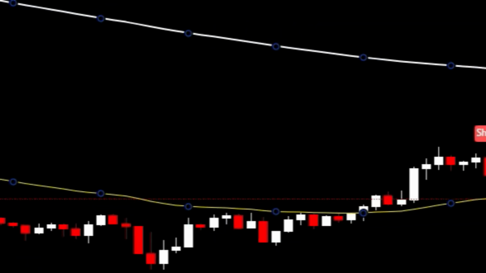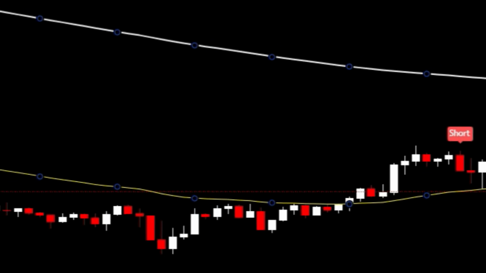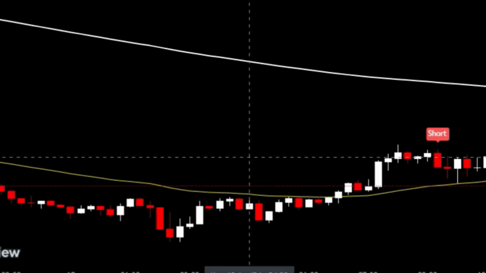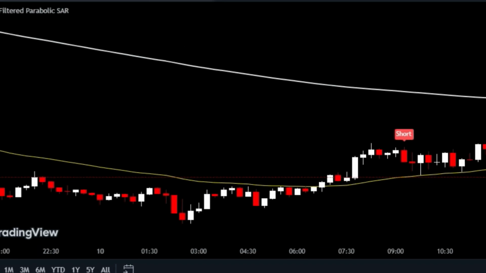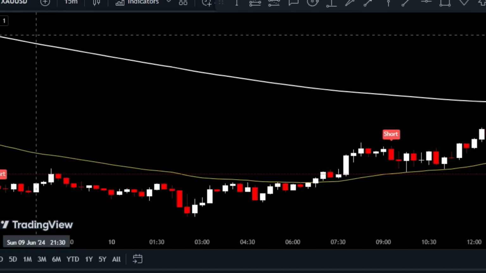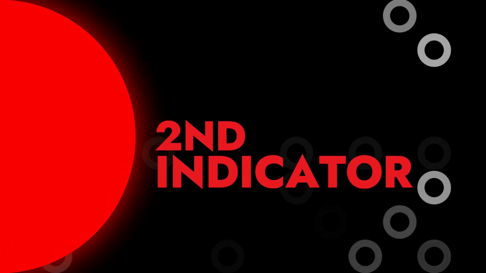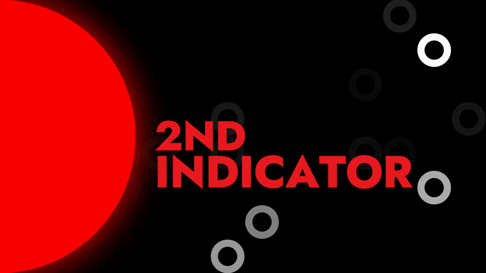While the 200 EMA filter parabolic SAR indicator is undoubtedly a gem, it's crucial to remember that relying on a single indicator can limit your potential. That's why I'm excited to introduce you to another fantastic tool that will not only complement our first indicator but also help you make more confident trading decisions.